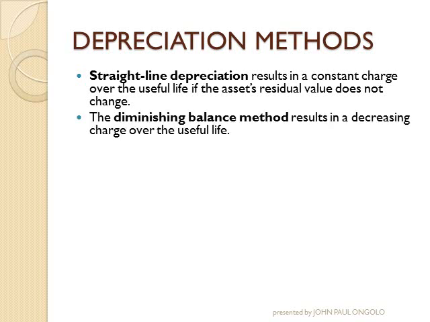The next method is the diminishing balance method, or in some other cases also called the reducing balance method, which charges a decreasing charge over the useful life of the asset. This method is more in line with the matching principle because it charges a higher depreciation charge during the first years of use of the asset, when the asset is still new and hence more productive, and charges a lower depreciation charge towards the end of the useful life of the asset, when the asset is a little bit older and hence less productive.